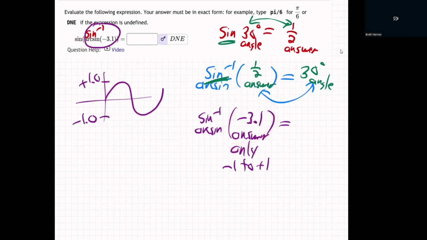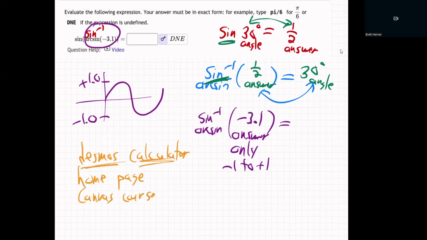Now, you don't really have to memorize all that. I would just put this into Desmos. I just explained the theory to you, but really just go to the Desmos calculator. We have it on the home page, right? Go to the home page of our Canvas course and just click on the Desmos calculator and it'll help you.